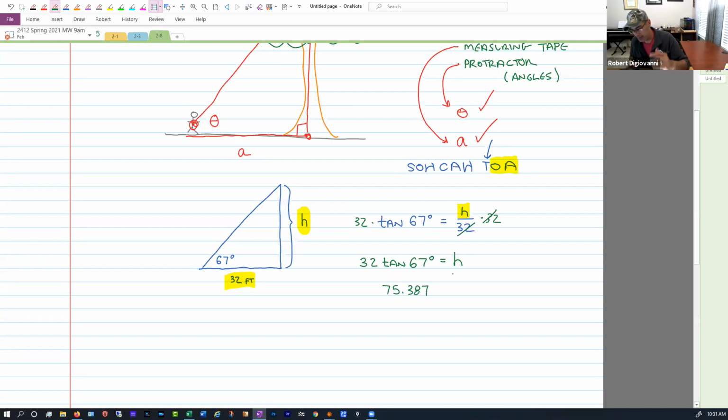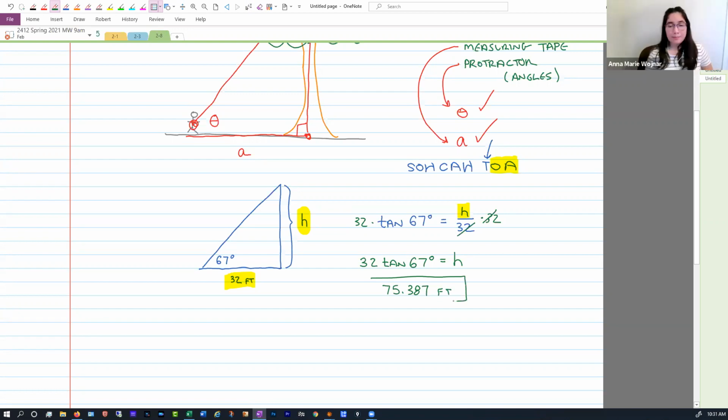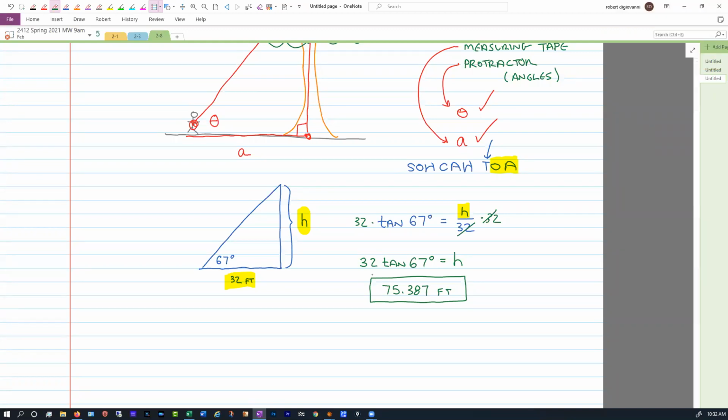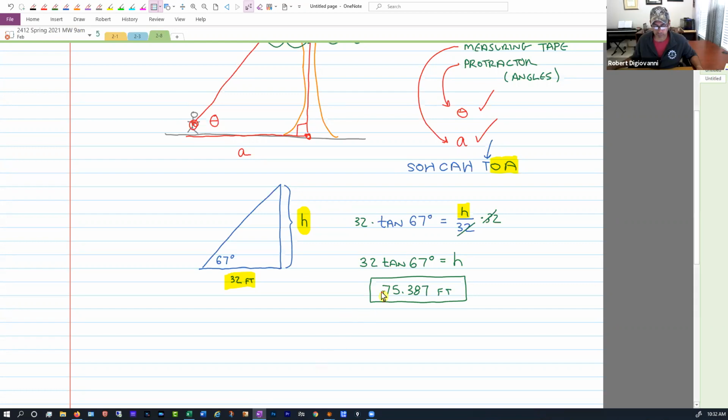Yeah, this is close enough. We were approximating it. I mean, we're using a protractor, so it probably wasn't that accurate, but this is how many feet tall. That's a pretty tall tree. So I have a question. Did you just calculate tangent 67 on the calculator and then multiply it by 32? Yes. Okay. The tangent of 67, make sure you're in degree mode, and then multiply that times 32. Or on some calculators, you can just type it all in at one time. Okay, thank you.